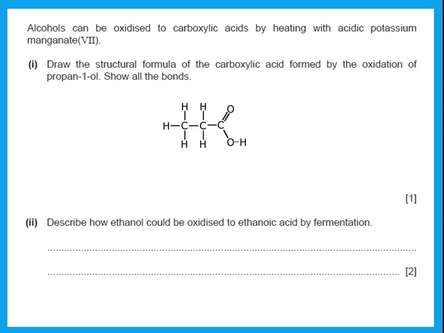Describe how ethanol could be oxidized to ethanoic acid by fermentation. You should realize that oxidation, we said, is either by permanganate and acid or by bacteria in water at room temperature. So when we add bacteria to ethanol, it also oxidizes it to acid.